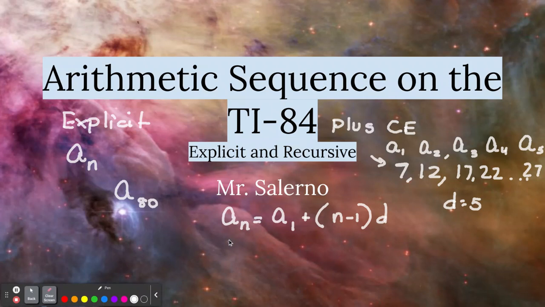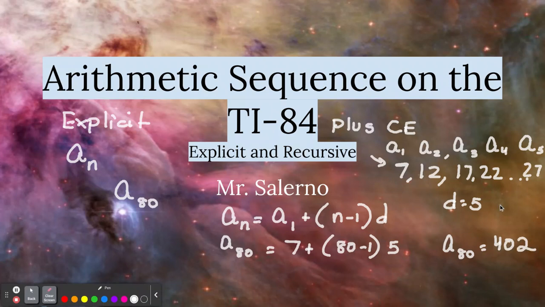So let's use it for the 80th term. We want to find the 80th term. We know that the first term is 7. Since we're trying to find the 80th term, we're going to do 80 minus 1, and the difference is 5. So all you have to do is just use your number 2 Ticonderoga, or whatever writing device you use. Plug this in, and you should get that the 80th term is 402.